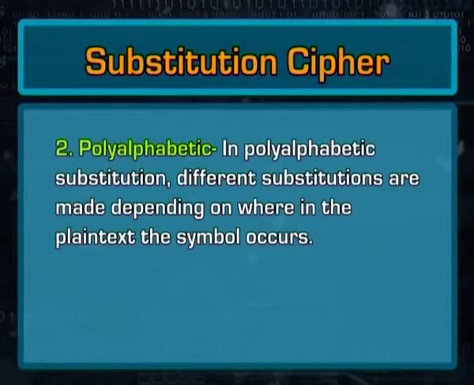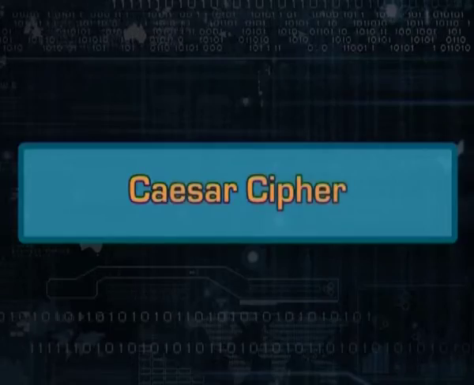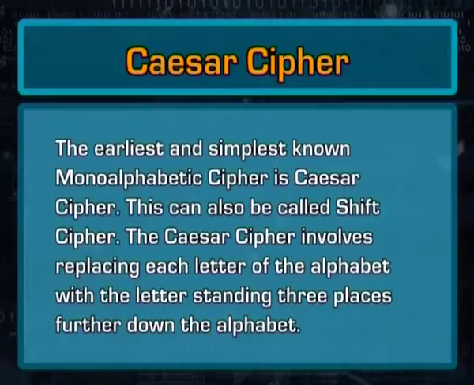Now, in polyalphabetic substitution, different substitutions are made depending upon where in the plain text the symbol occurs. It means the same character can be replaced with different characters in the text. For example, A can be replaced with D and B in different places of the occurrence. Let us discuss some examples of monoalphabetic and polyalphabetic substitutions. First of all, we will discuss Caesar cipher, the earliest and simplest known monoalphabetic cipher.